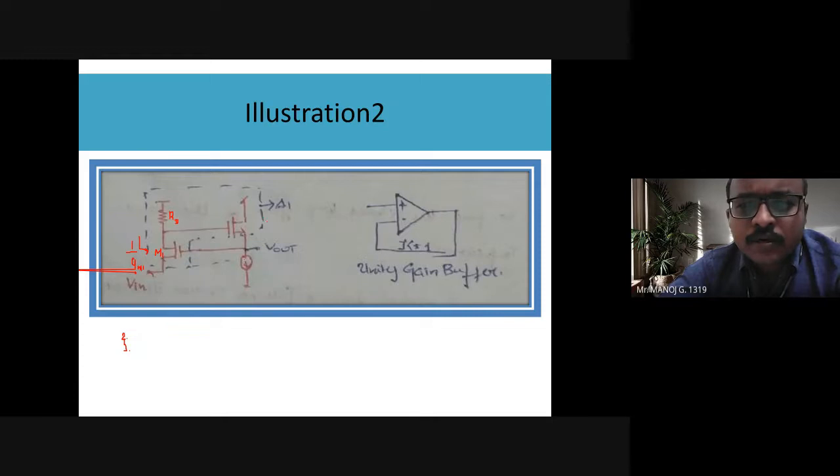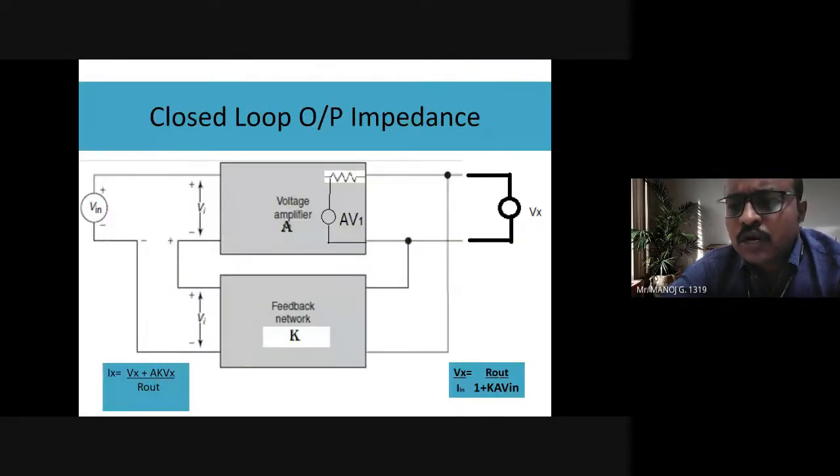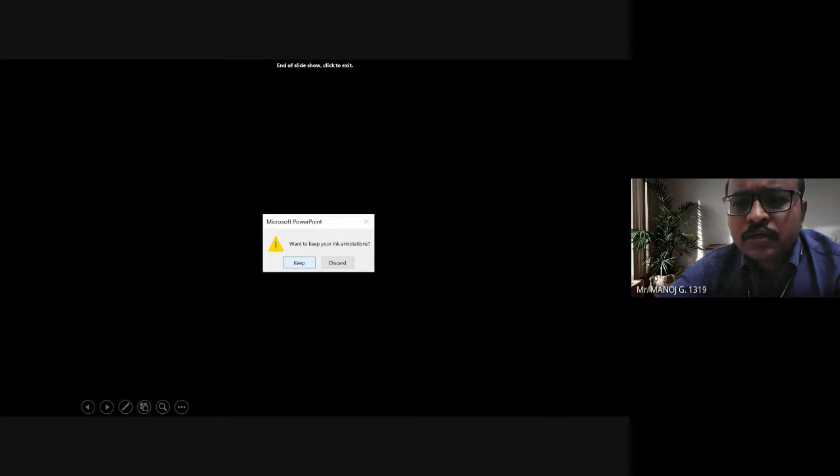Output parameter. So, output resistance, Mantno. This is the output, right? For output resistance, you need to calculate what? What is the expression for output resistance? R out divided by 1 plus K into A, right? So you need to calculate R out. For this circuit, looking at the circuit, what is the R out? Fast. R out is nothing but 1 by GM2.